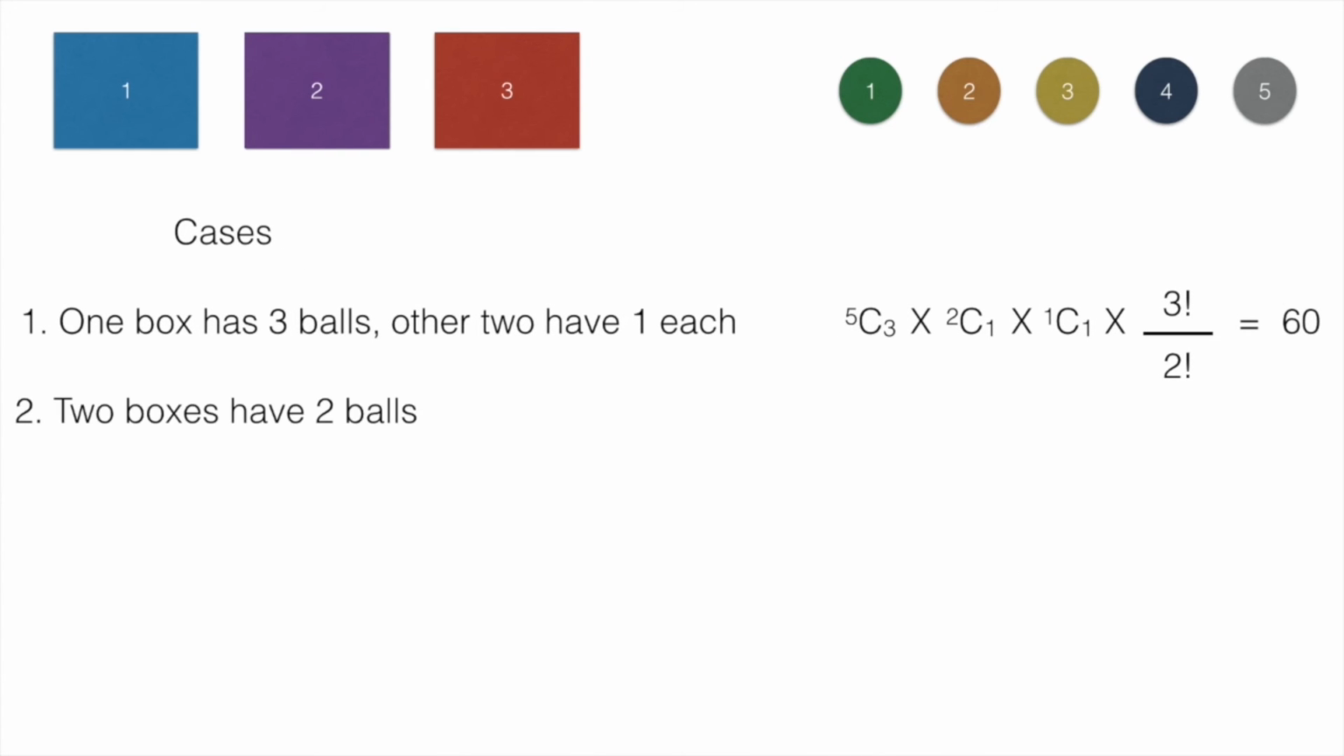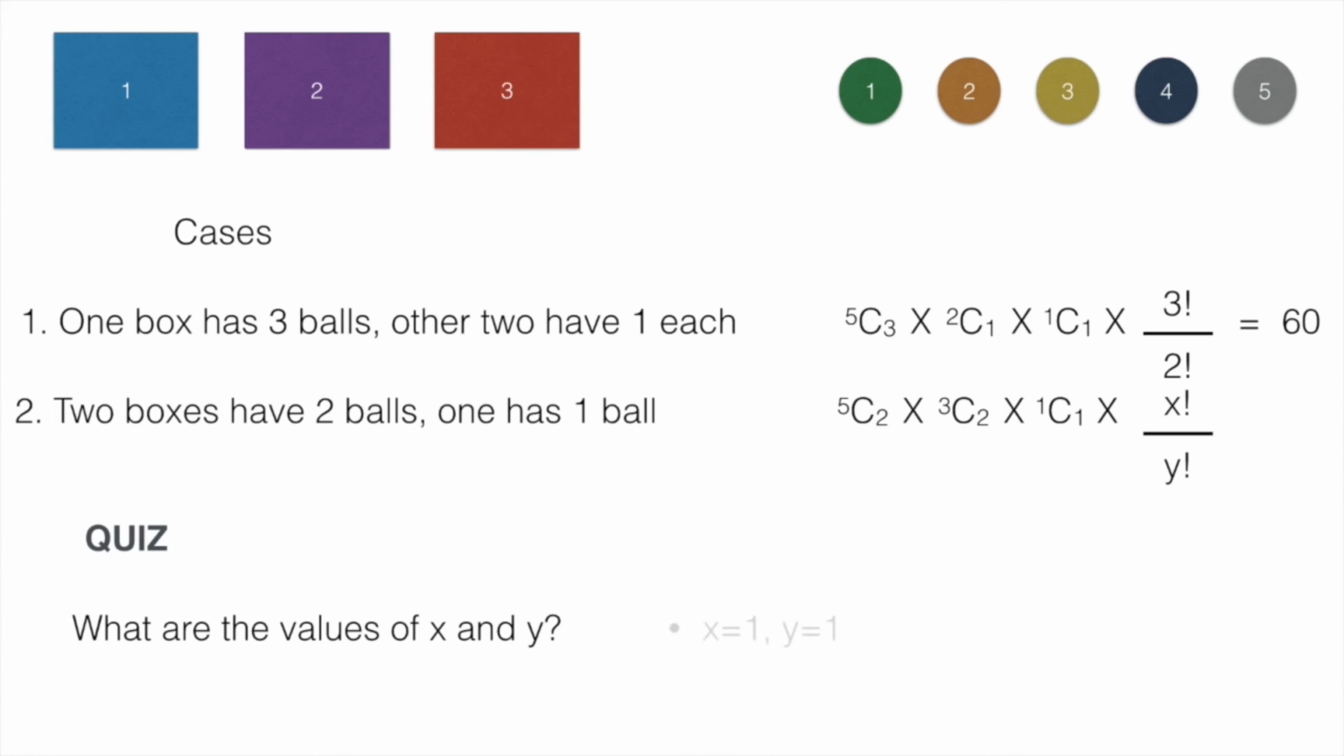Let's move to the second case of 2 boxes having 2 balls each and 1 box with 1 ball. The cases this time would be 5C2 multiplied by 3C2 multiplied by 1C1 multiplied by number of ways I can arrange 2, 2 and 1. Let that be denoted by x factorial divided by y factorial. And this time you will fill out the values of x and y for me. Are the values x equals 1, y equals 1? Or is it x equals 3, y equals 1? Or is it x equals 3, y equals 2? Or is it x equals 2, y equals 1?